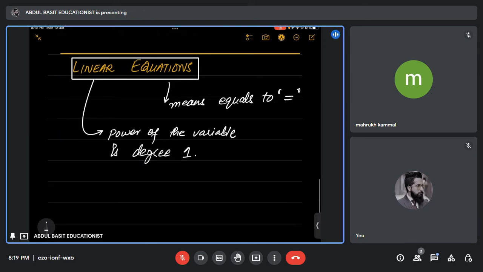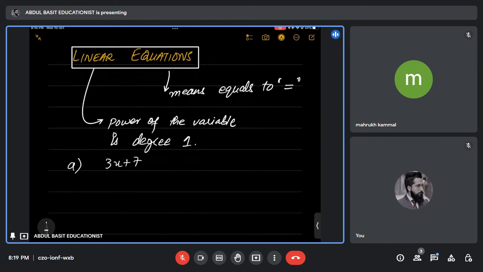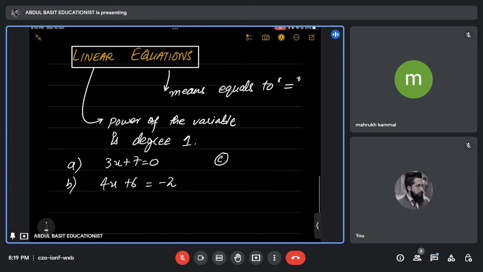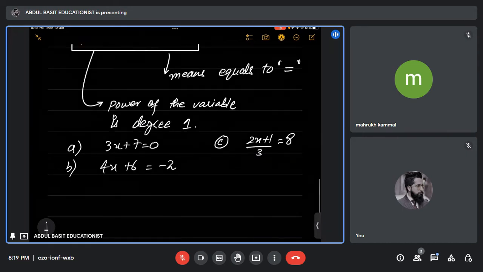Let me write a few examples here. For example, 3x plus 7 is equals to 0. It's a linear equation because the power of x is 1. For example, 4x plus 6 is equals to minus 2. Again, it's a linear equation because the power of x is also 1. So typically we can say that an equation with variable power 1 is a linear equation. For example, (2x plus 1) divided by 3 is equals to 8. It has equals to, along with that it has one variable, and the variable power is 1. Get it? You can also get a question in the Cambridge exam like that.